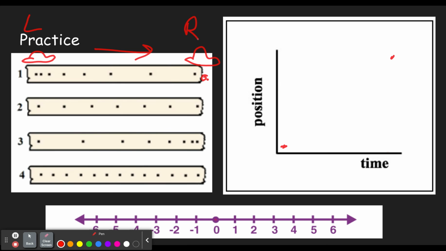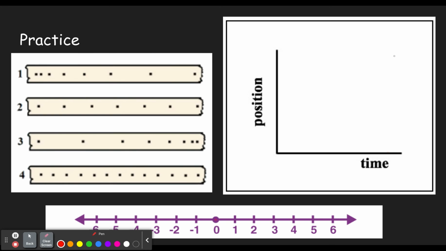And then the question is, well, what does this mean? Well, according to our dot diagrams, this isn't going very far each second. So as each second passes, the position doesn't change very much. Okay, but as it keeps going, that position changes by more and more each second. So this is going to be a curved line like that.